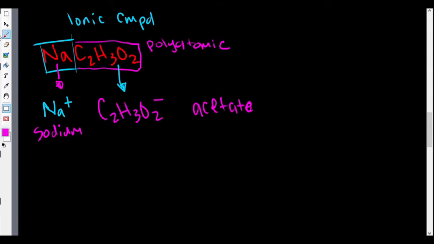So the cool thing about naming compounds when they have polyatomics is, remember, it's cation plus anion, so sodium. And then we're talking about a polyatomic here, so all we have to do is say acetate. We don't have to drop any endings or anything like that. We just need to make sure we're talking about the right thing.